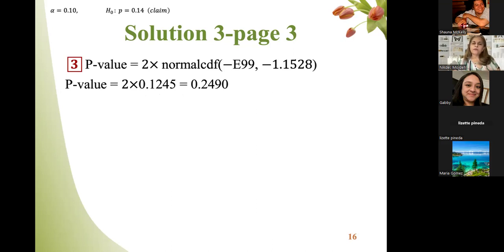Note that p-values are always positive. Z-values can be positive or negative, but your p-values should be positive. P-value is area, so area is always positive. Critical values can be positive and negative, depending.